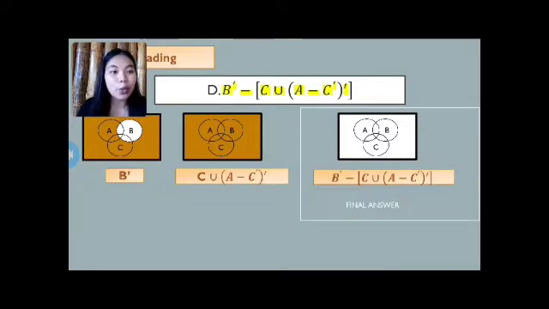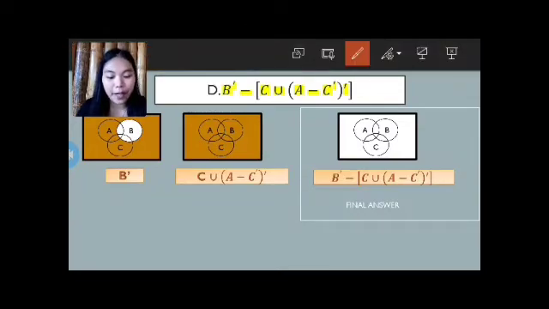So next, we have our B prime. This is what B prime looks like. Everything in the universal set is shaded, but B is excluded in the shading part. So we will not shade the letter B.